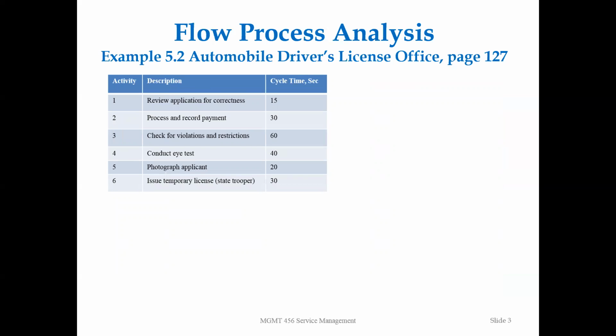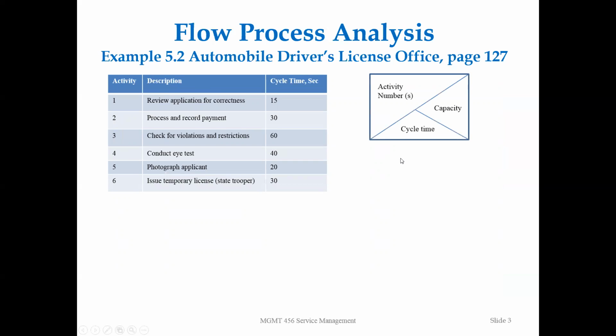Now first of all, let's draw a flow chart to describe the process. So here, when we draw a flow chart, we're going to show some information in each box. So we use each rectangle to represent one activity. So here we divide the rectangle into small 3 spaces. The upper left part, we use to represent activity numbers 1, 2, 3, 4, 5, 6. The lower part, we want to represent a cycle time. And the right part, we use for capacity. So we divide the rectangle into 3 parts and use different parts to show different pieces of information.